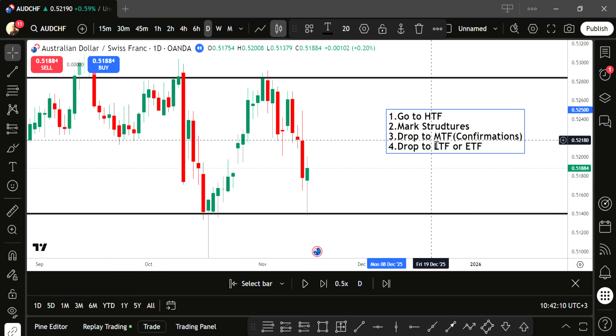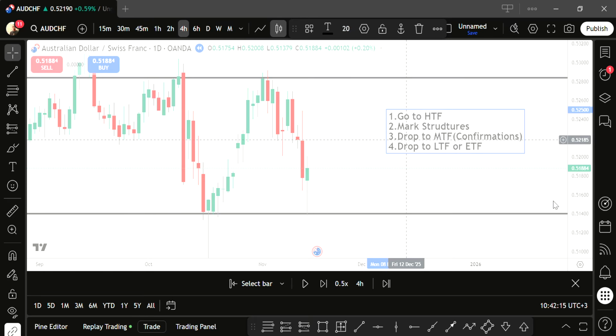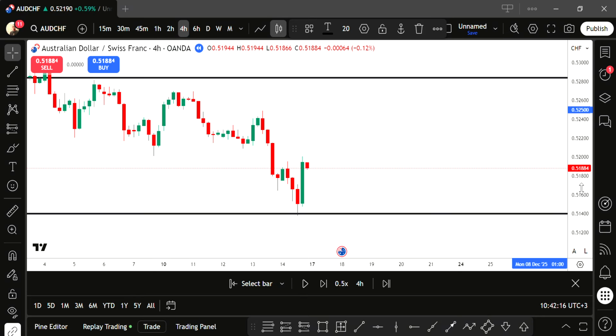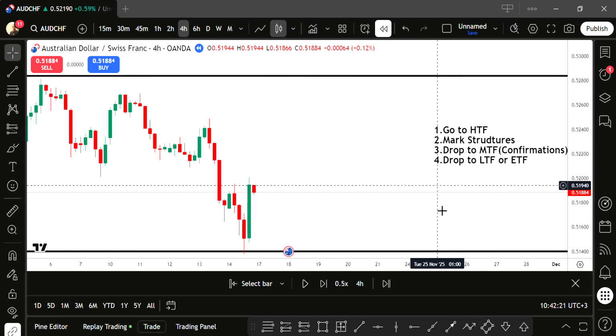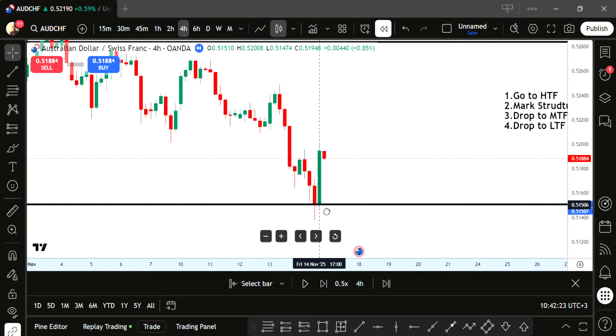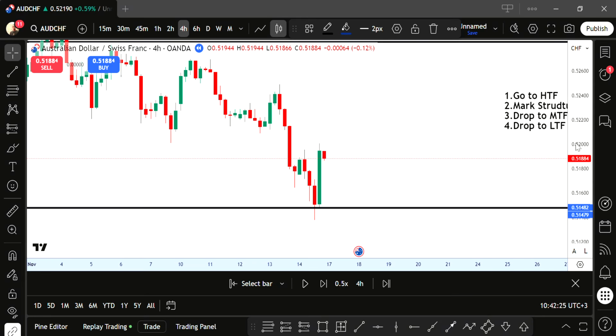So let's proceed. Now that we drop down to our lower time frame, this time I'm going to use the 4-hour time frame because it is what I used to enter. So when I come to my lower time frame, then bring the rules closer, I'm looking for entries. First, I'm going to refine this up to here. I'm looking for my entries.